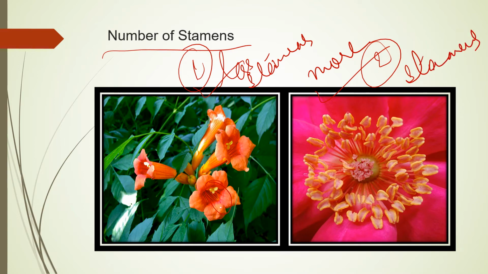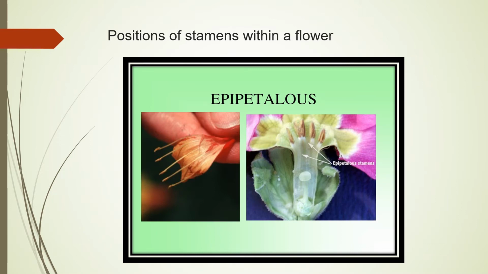Now let us move on to the next part. It depends on the position of the stamens within a flower. So how can we say that it depends on the position? The stamens may originate near the base of the flower, the base of the pistil, or they may be fused at their base. For example, in the petunia plant, the filaments are fused with the petals, and this condition is called epipetalous.